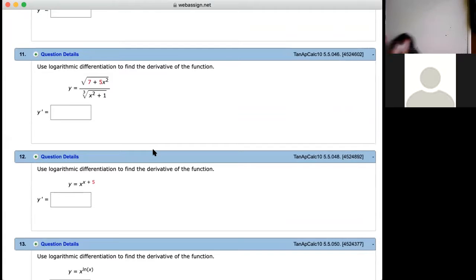Logarithmic differentiation is actually a really powerful tool for making complicated derivatives into pretty straightforward ones. So let me just copy down this function I have here in problem 11. I have y equals the square root of 7 plus 5x squared divided by the cube root of x squared plus 1. Okay, so let's take a look at that.